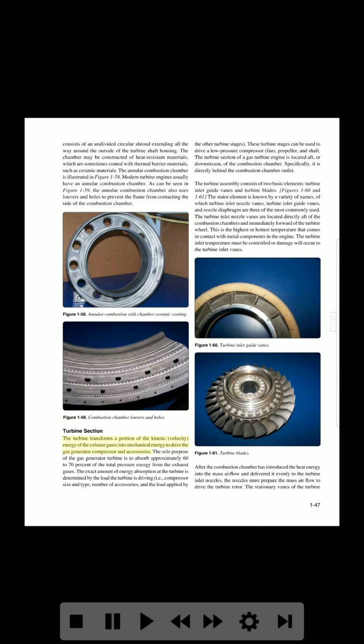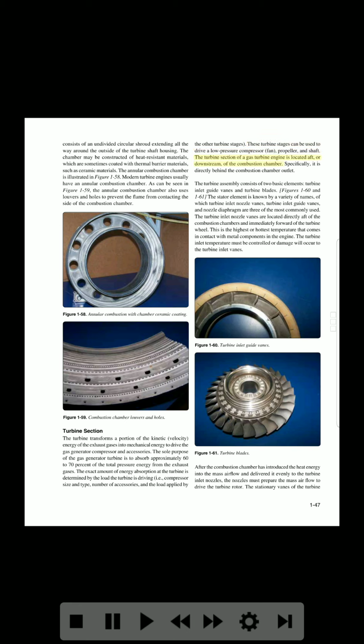Turbine section. The turbine transforms a portion of the kinetic velocity energy of the exhaust gases into mechanical energy to drive the gas generator, compressor, and accessories. The sole purpose of the gas generator turbine is to absorb approximately 60 to 70% of the total pressure energy from the exhaust gases. The exact amount of energy absorption at the turbine is determined by the load the turbine is driving, that is, compressor size and type, number of accessories, and the load applied by the other turbine stages. These turbine stages can be used to drive a low-pressure compressor, fan, propeller, and shaft.